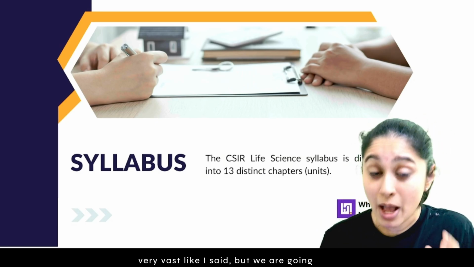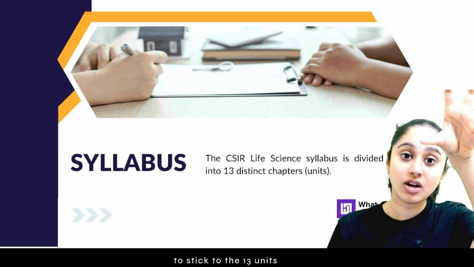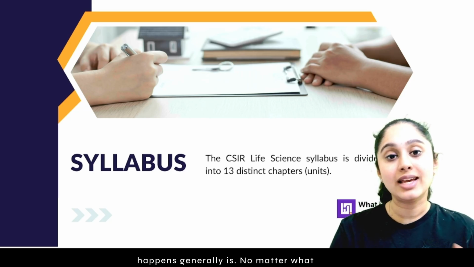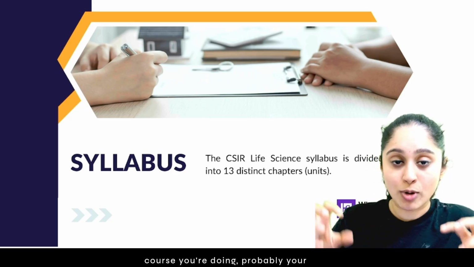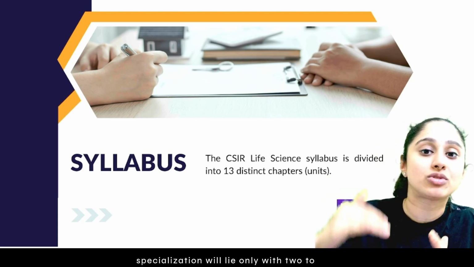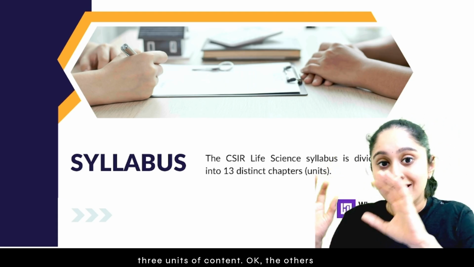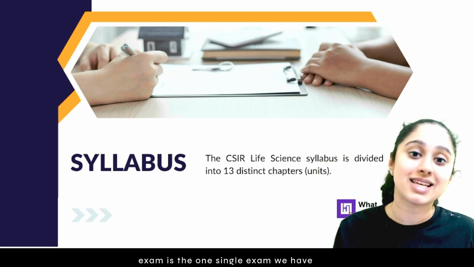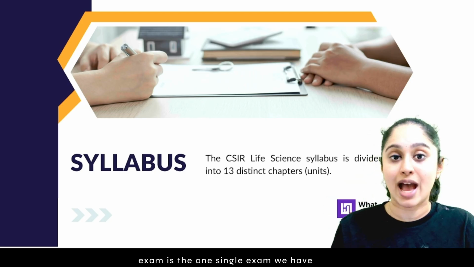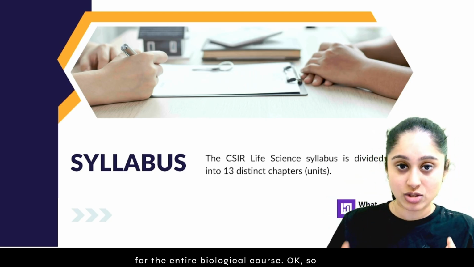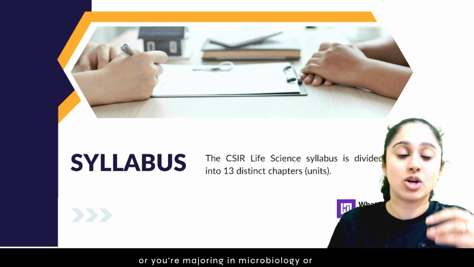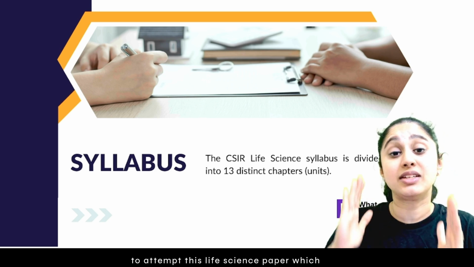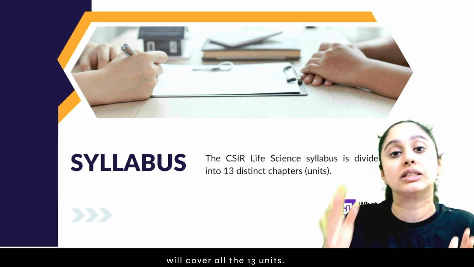Now, when we look at the syllabus for CSIR Life Science, this particular syllabus is definitely very vast, like I said, but we are going to stick to the 13 units that are there for this exam. Now, no matter what course you're doing, probably your specialization will lie only with 2 to 3 units of content. The others are all something that you have to master from scratch, because the life science exam is the one single exam we have for the entire biological course. So even if you're majoring in biotechnology, microbiology, or botany, you still have to attempt this life science paper, which will cover all the 13 units.